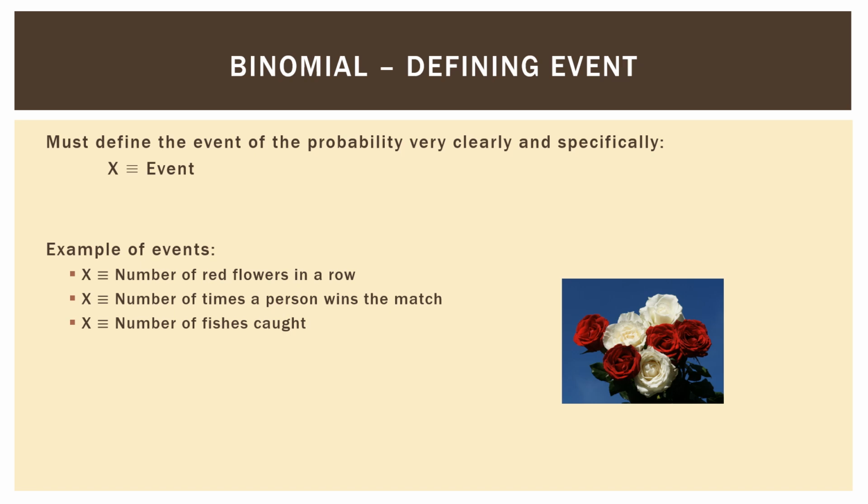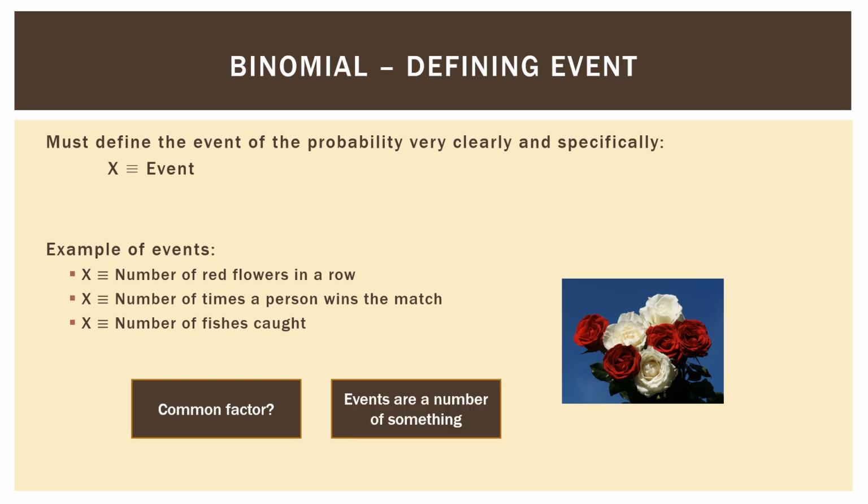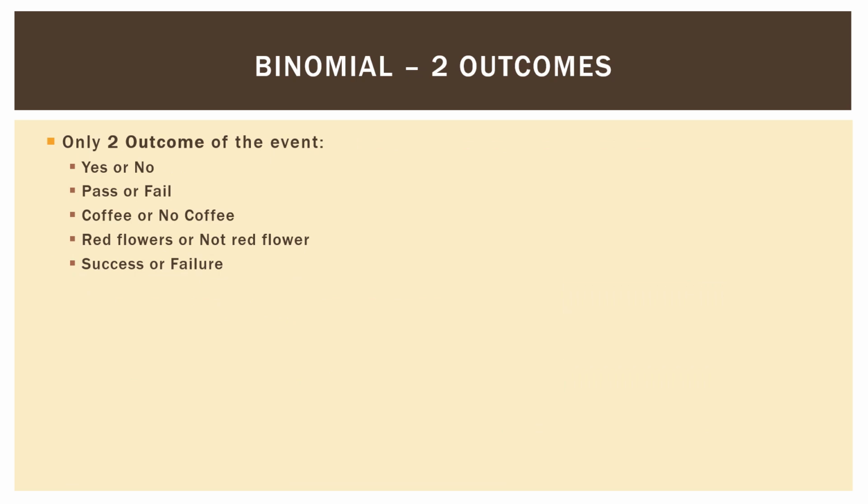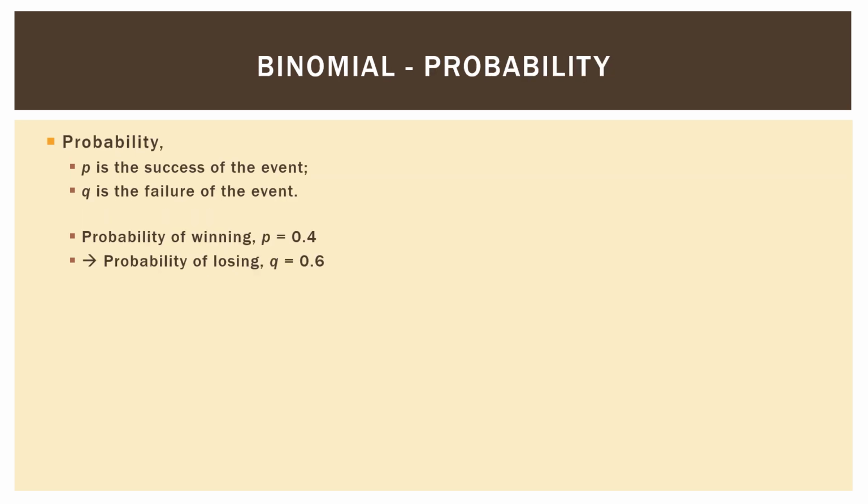All right, so now as we move along, okay, the common factor here is the events are a number of something. That's what I meant. This is discrete, can count, so it will be number of. All right. So there are only two outcomes, whether it will happen or not, yes or no. There's no other outcome. So the probability of success or fail. All right. So the probability of success is P. The probability of failure is Q. So if the probability of winning is 0.4, if P is 0.4, Q should be 0.6. Q is 1 minus P.